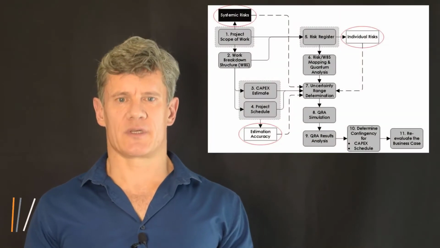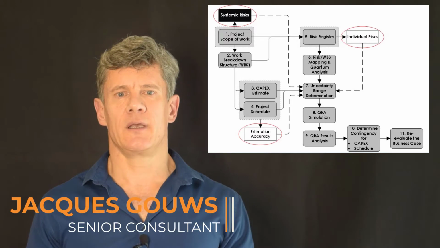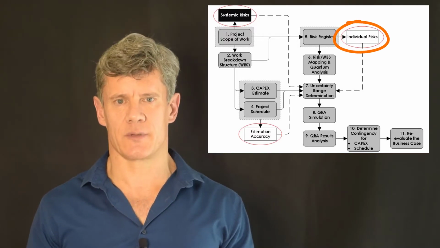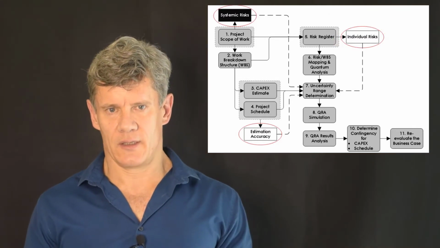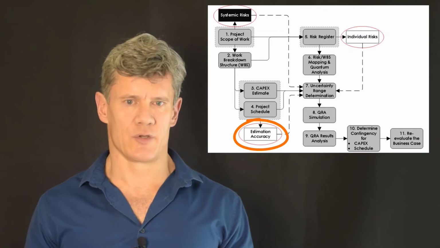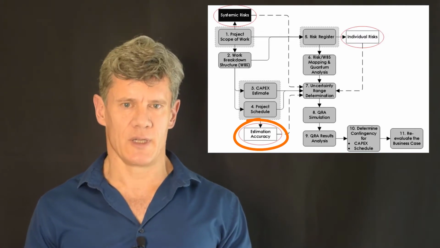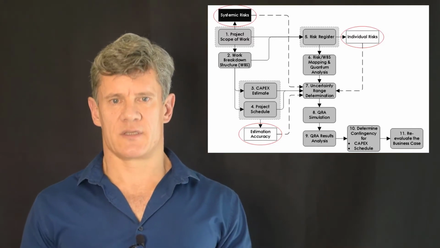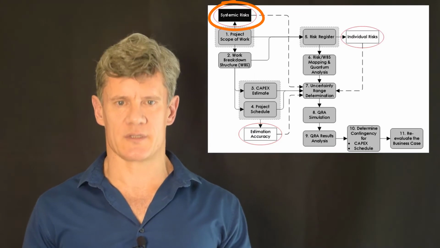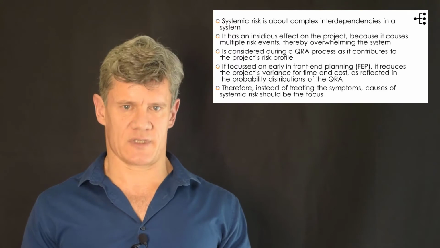In a quantitative risk assessment, we consider three primary inputs. Firstly, individual project risks, and they are usually listed in the project's risk register. Secondly, the accuracy of time and cost estimates. They are usually defined in the basis of schedule and basis of estimate information. And thirdly, systemic risks. Now, systemic risks are what I want to talk about in this session and how they are addressed in a quantitative risk assessment.